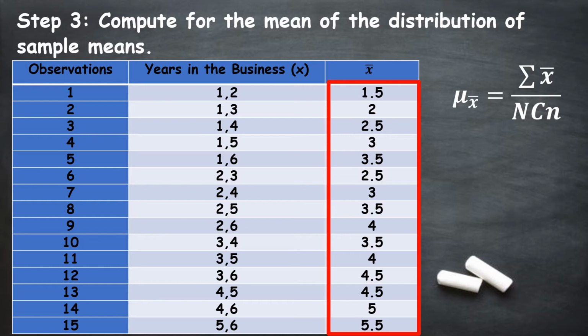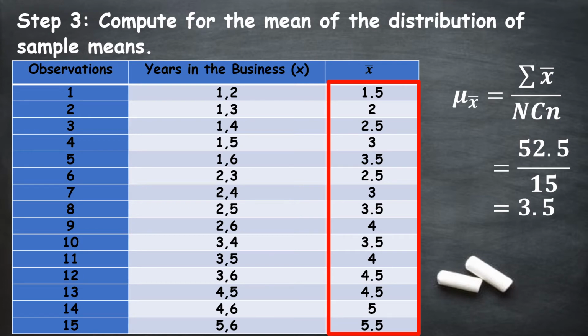For example, 1 plus 2 divided by 2 is 1.5. 1 plus 3 divided by 2 is 2. 1 plus 4 divided by 2 is 2.5, and so on and so forth. And then you add everything, we will have 52.5. And then we just divide 52.5 by 15, since 15 is the number of observations, and the answer is 3.5. Our sample mean is 3.5.